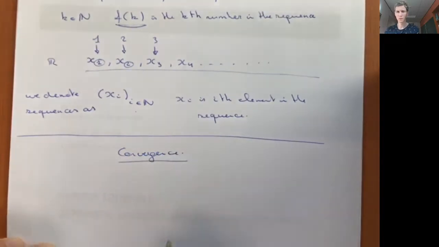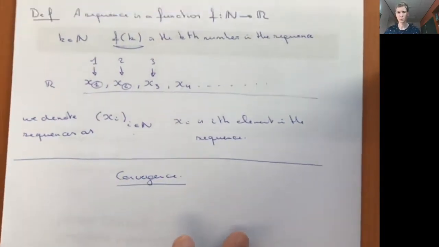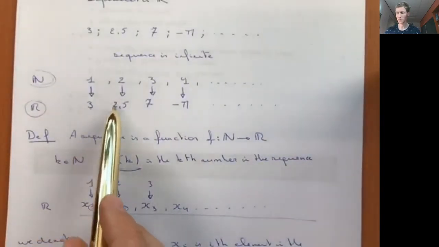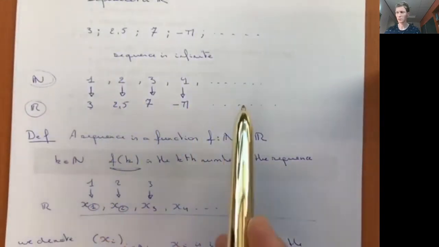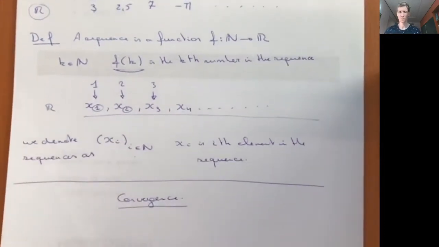Okay. So what do we mean by a sequence to converge to something? Well, intuitively it means that if you take the sequence here, then these numbers get closer and closer to some particular number. Okay. And now it's a bit tricky to define what we mean by closeness.